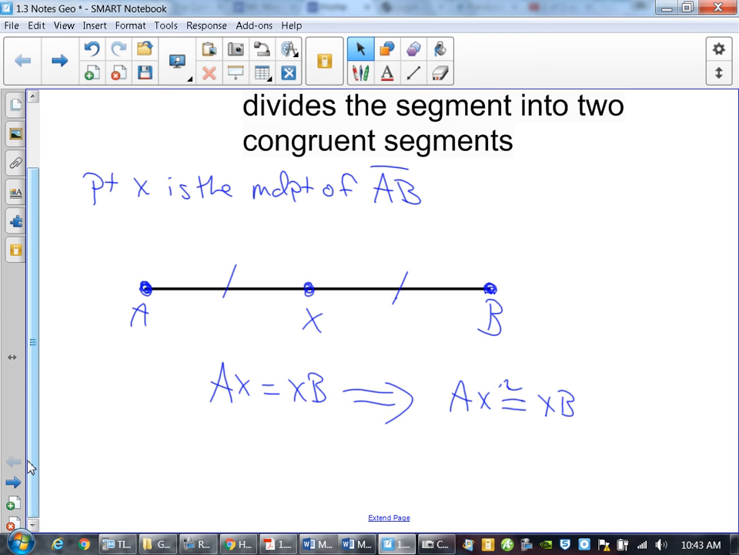Anytime that you have something given to you, there's probably a definition behind it. According to our definition of a midpoint, that implies that X has cut that segment into two congruent parts. So the next thing I would always ask is, what are the two congruent segments? Well, that has to be AX is congruent to XB. And the reason that they wind up being congruent to one another is because of the definition of a midpoint.